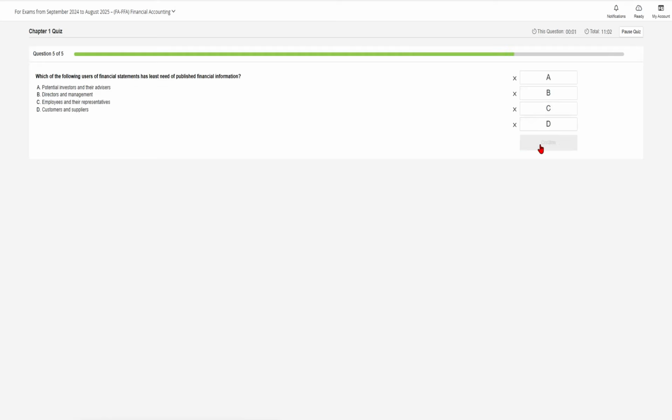Then the last question, number 5, which says: which of the following users of the financial statement has least need of the published financial information? See, for a company, especially the big ones, it's mandatory to publish their financial statements, and they are used by various people. So let's evaluate the options. Potential investor and their adviser.